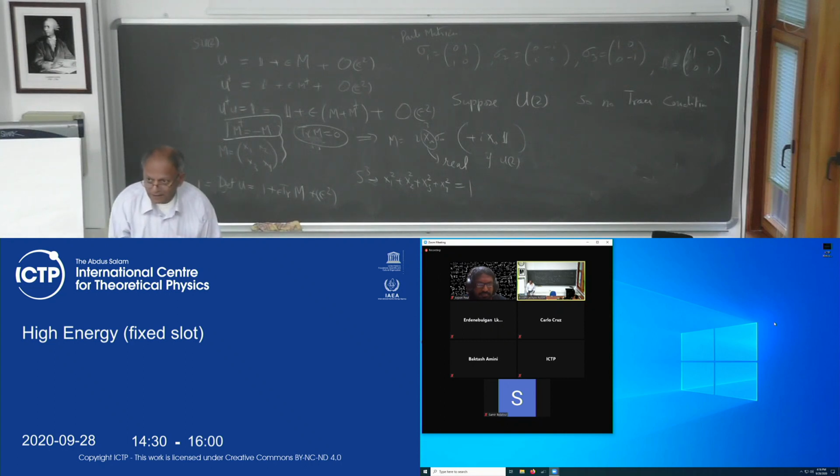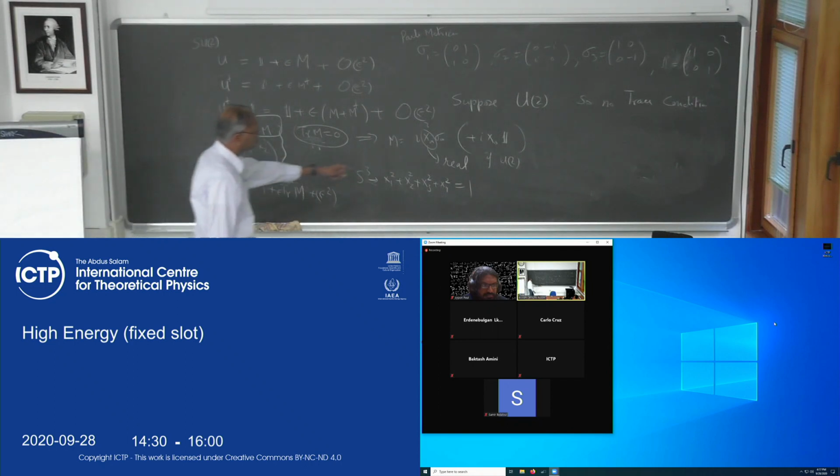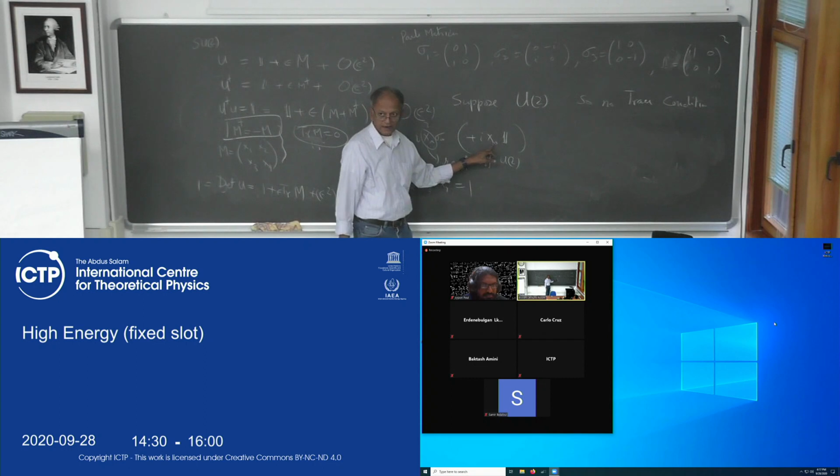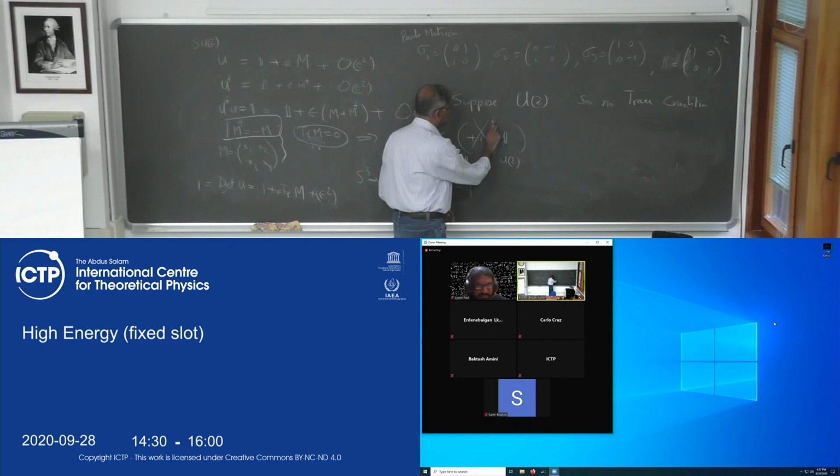But I have a question, Professor. In S3, we have 4 dimensions, but we only have 3 parameters, right? So not always the number of dimensions equals the number of parameters. No. This is only for U2. This extra term is not allowed for SU2, right? Because the trace is not 0 here. Yes. So this is not allowed for SU2.